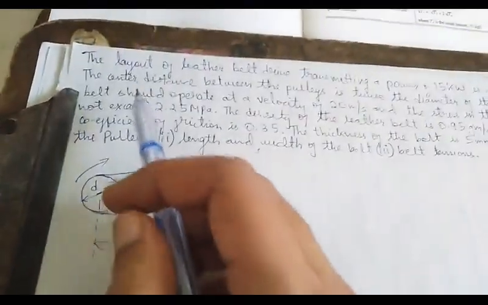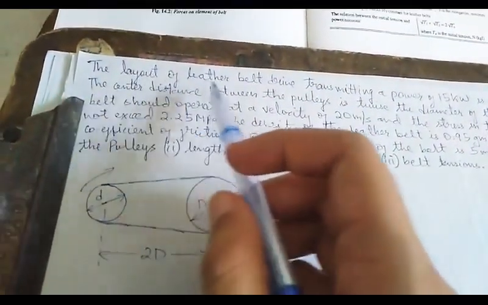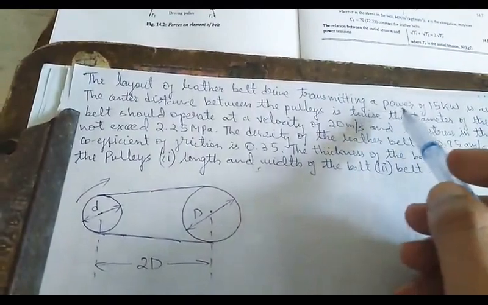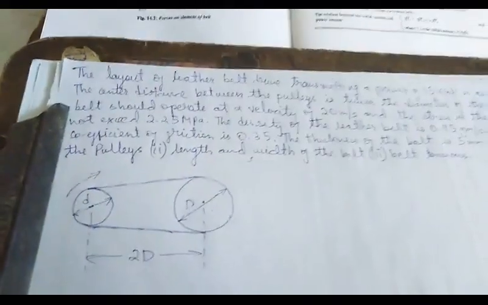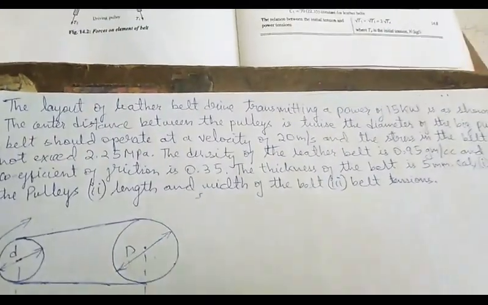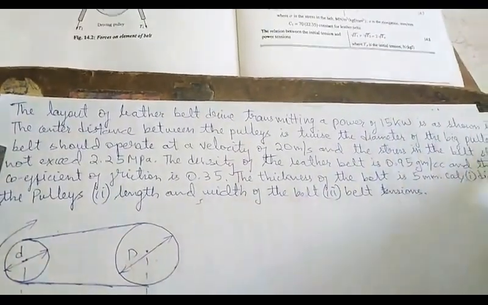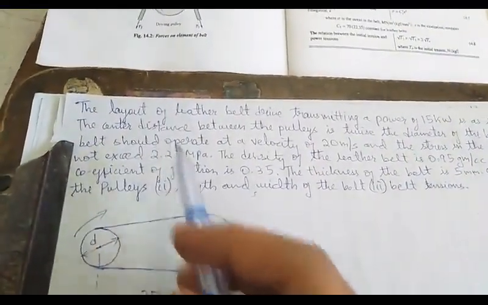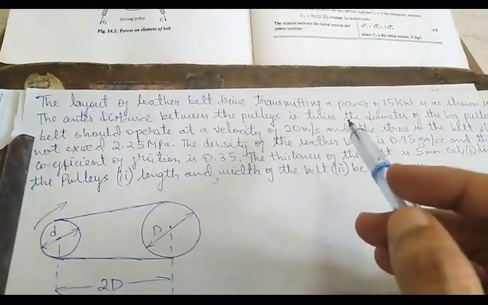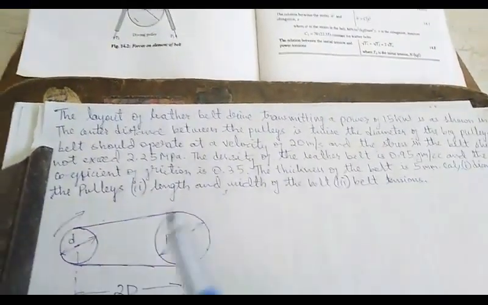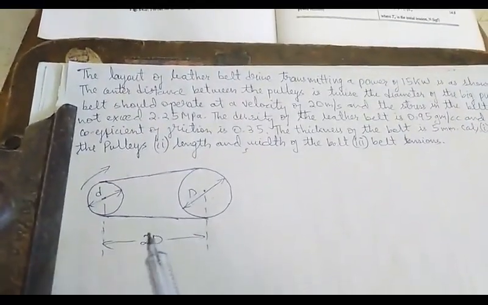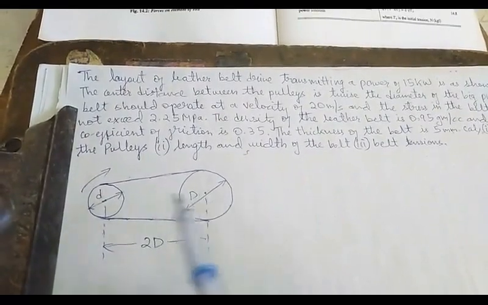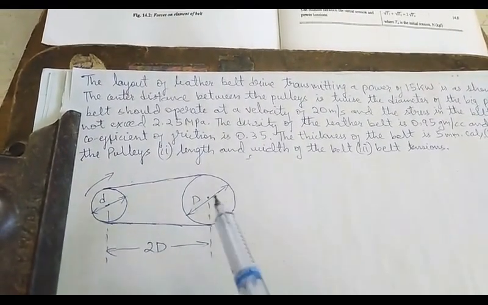We shall see the next problem on belt drives. A layout of leather belt drive transmitting a power of 15 kilowatt is shown in figure. The center distance between the pulleys is twice the diameter of the big pulley. So here they have given the figure.